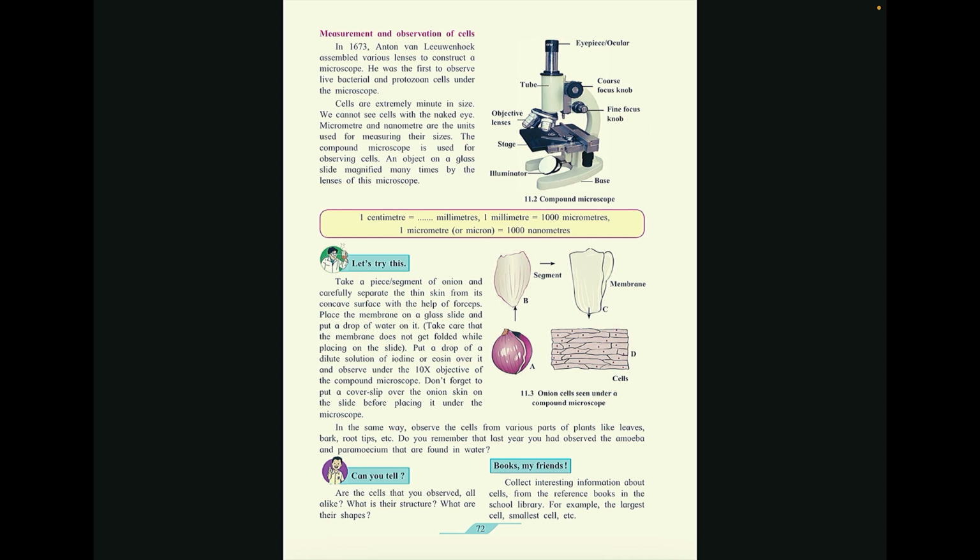Okay, so here one eyepiece is there. So with the help of this eyepiece, what happens? We can see that particular cell. Okay, so one activity is also given here, the activity of onion cell, which we can see in this compound microscope. So that activity you can do in your school, so we are not taking it.